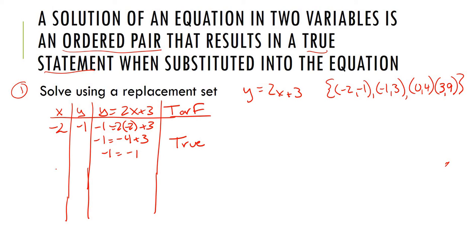Let's try the next one. -1, 3. This time y is 3 and x is -1. So I get 3 equals -2 plus 3. 3 equals 1. This is false. Do the other two on your own and see whether or not those ordered pairs are a solution to this equation.